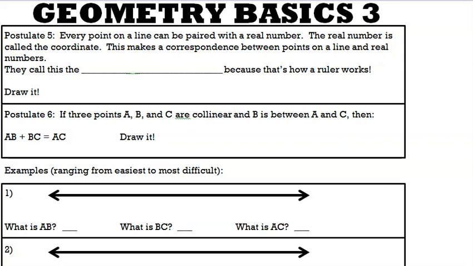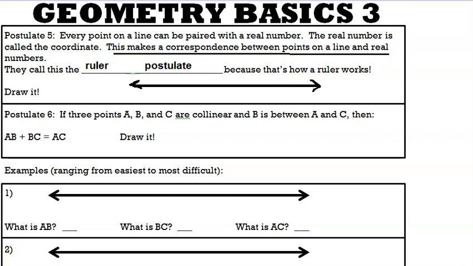Now, this postulate is known as the ruler postulate, because essentially that's how a ruler works. Somebody decided, hey, this is what we're going to call an inch. This is what we're going to call a foot, etc. So basically it's saying if you take a line, you can designate different spots on that line using numbers. And it makes a correspondence between points on a line and real numbers.